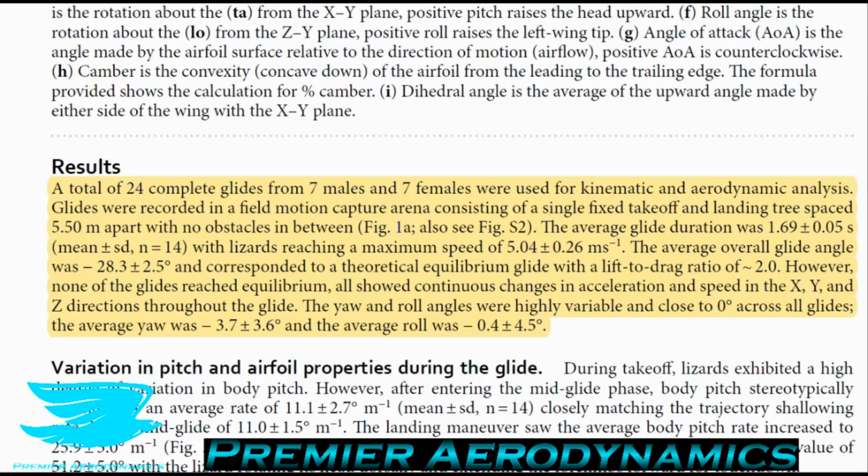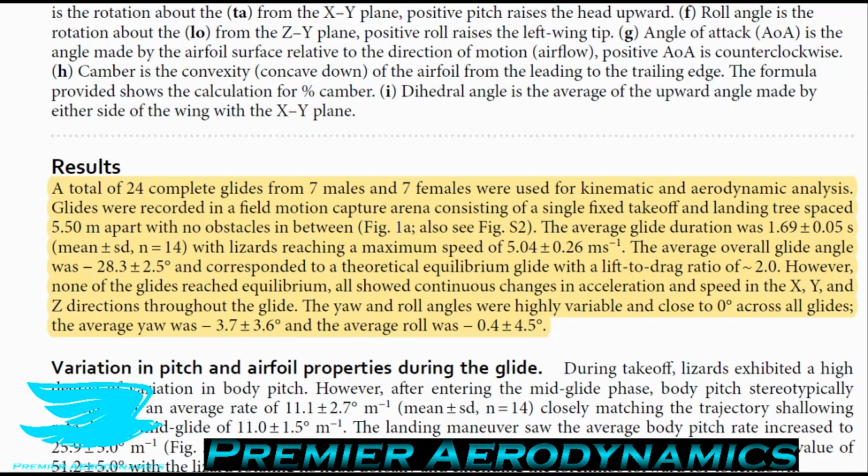That's like a good running pace, or like a fast jog, slow run. The average overall glide angle was minus 28.3 degrees. So effectively, not the angle of attack, but the way that the lizard was coming down was quite negative. And this corresponded to a theoretical equilibrium glide with a lift-to-drag ratio of 2. That's a very low lift-to-drag ratio, by the way, in terms of aircraft, but pretty good in terms of animals. However, none of the glides reached equilibrium.